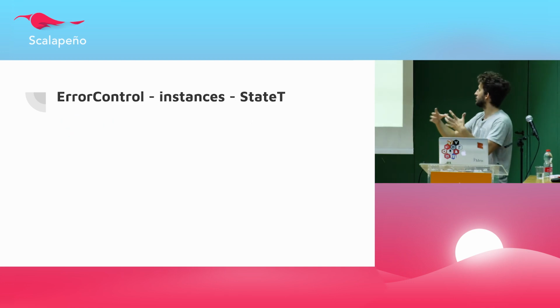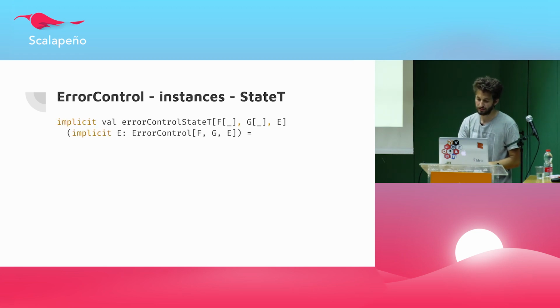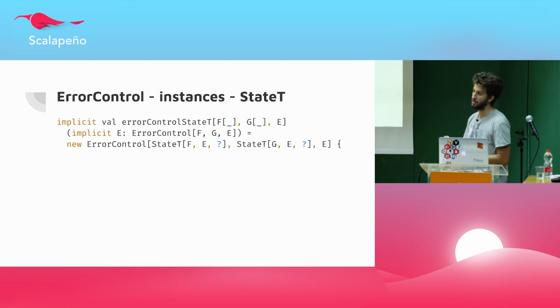But we can also do this for all kinds of other monad transformers. I picked state T again. We can do the same thing for reader T, writer T, and all other T's. And that is basically what we're doing now, is we map the underlying instance, right? So state T only has a monad error if the F inside the state T has a monad error. And the same goes for error control.